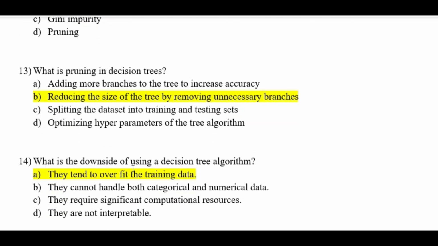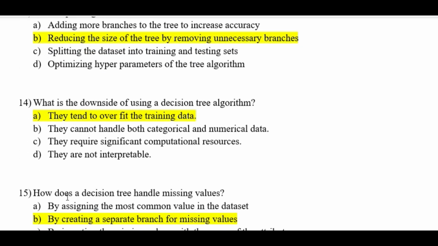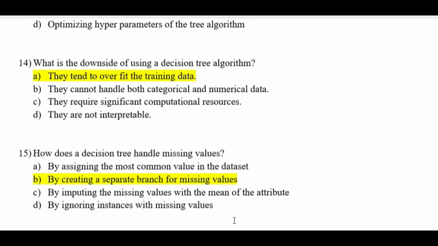What is the downside of using the decision tree algorithm? They tend to overfit the training data, so it will try to learn a lot of information, even though it will contain noise, that will try to overfit. How does a decision tree handle missing values? By creating a separate branch for missing values.